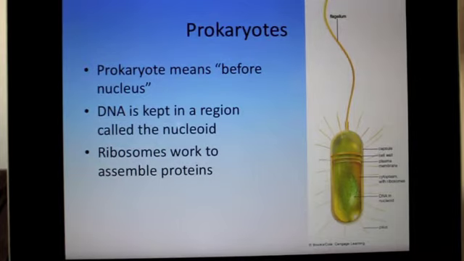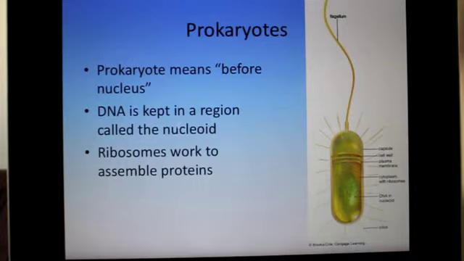Now, the bacteria and the archaea are prokaryotes. Prokaryotes mean before the nucleus. So these guys do not have a nucleus. Instead, the DNA is kind of put in a region called the nucleoid. It's just sort of an area. So it's like if you have a kid with a very messy room, they have an area where their clothes are stored, but it's not really just the closet.